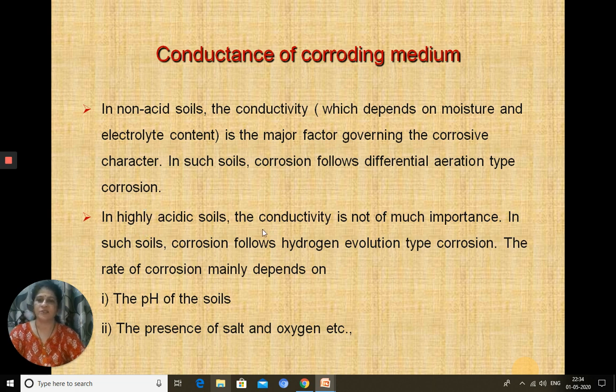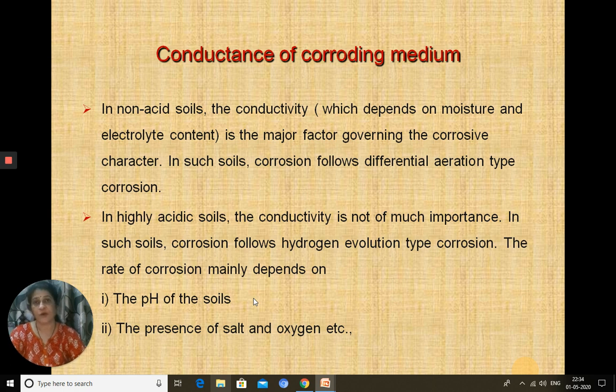In highly acidic soils, the conductivity is not of much importance. In such soils, corrosion follows hydrogen evolution type corrosion. This hydrogen evolution type is one of the mechanisms of electrochemical corrosion where the acidic environment is present. Hence, the rate of corrosion mainly depends on the pH of the soil and the presence of salt and oxygen. Hence, these are the various points which we have discussed under the factors affecting corrosion.